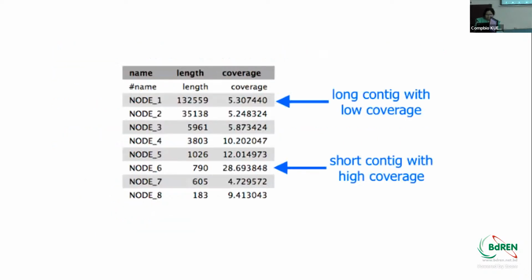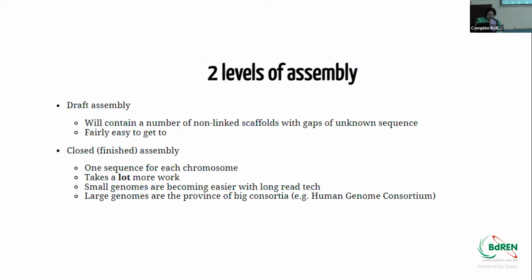Okay, I was talking about the draft assembly and the closed or finished assembly, and you might get the idea of which one we actually call the draft. The closed one is where we get a good annotation, which takes a lot of work. We also need to validate some through functional genomics, and that's a closed or finished assembly.